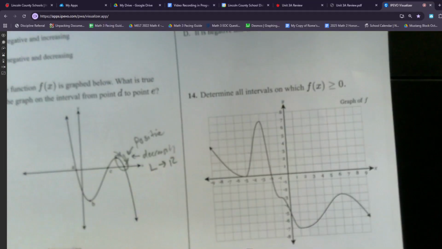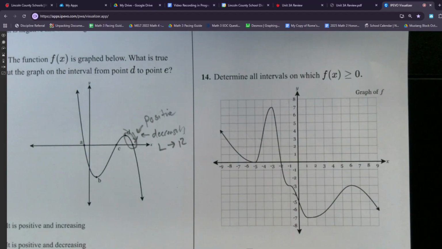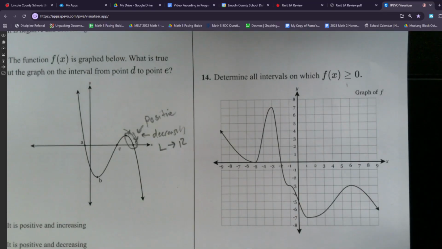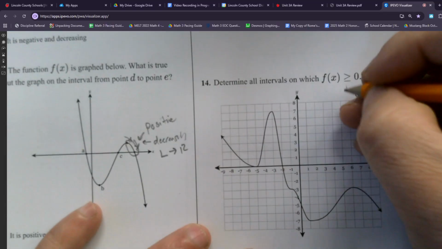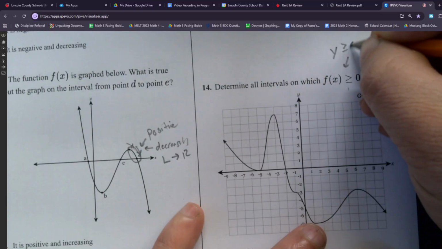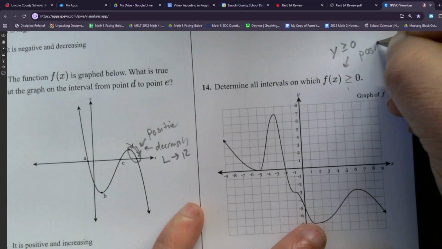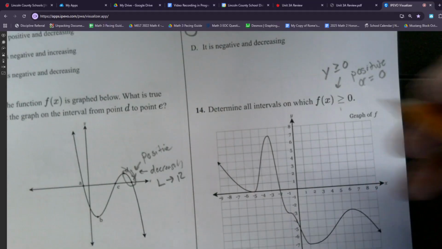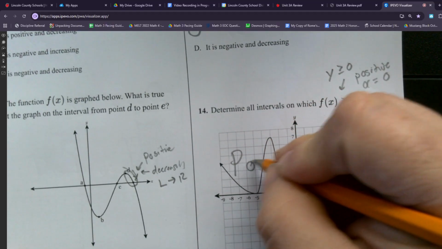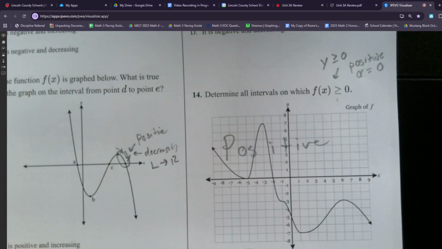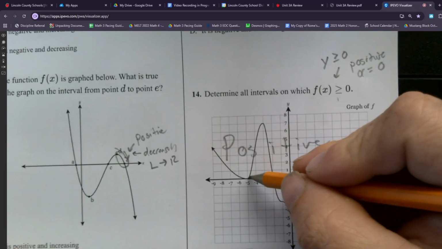Okay, these are kind of the same problems, just a little more in depth because you have to actually write the intervals. Determine all intervals on which f of x is greater than or equal to 0. Notice you do have an equal to, so you would need an equal to in your answer. Now, remember, this means y values greater than or equal to 0, positive or equal to 0. That's what that means. So remember, positive is above the x-axis, okay? It can touch, okay? It can touch.